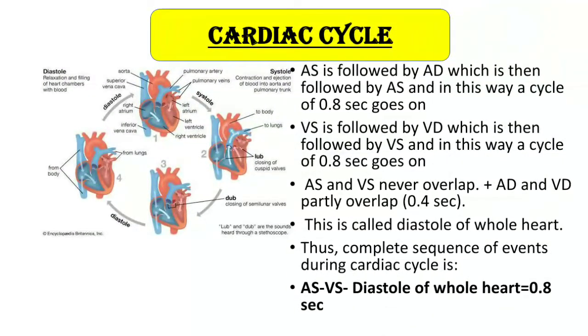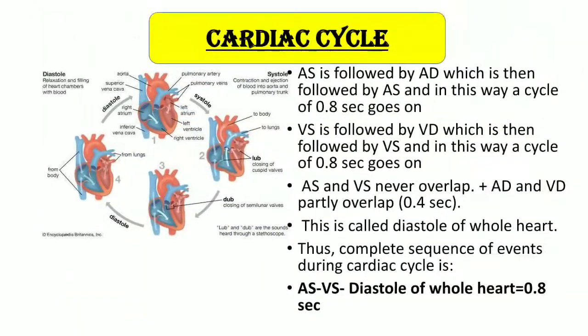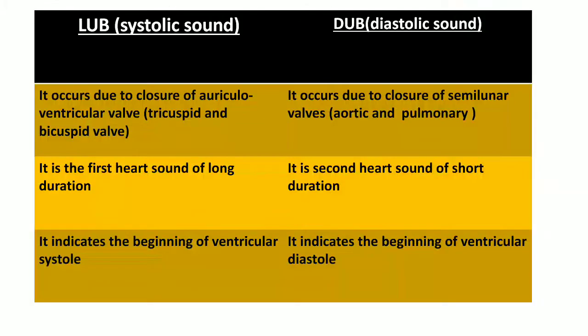Okay, now we will discuss the sounds. Here, lub and dub. The lub sound occurs due to closure of the atrioventricular valves, the tricuspid and bicuspid valves. You all know in between the atrium and ventricle there is a valve, and the closing of this valve creates the sound lub. And dub occurs due to closure of the semilunar valves, the aortic and pulmonary, through which the blood is pumped out of the ventricles.